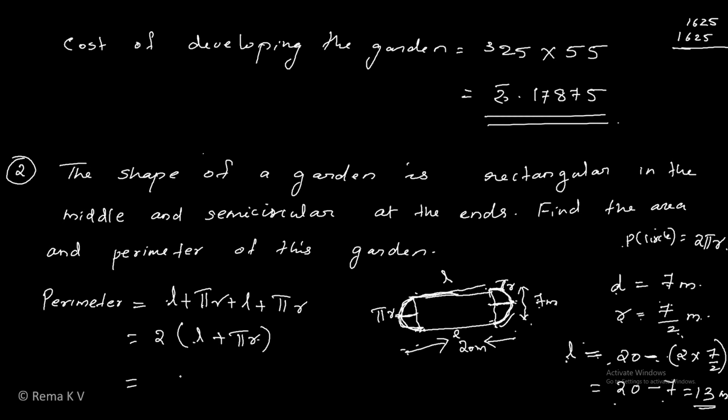Let us substitute the values here. 2 into length, which is 13 meter, plus the value of pi, which is 22 by 7, and the radius is 7 by 2. Calculate this, make the calculation and give your answer.